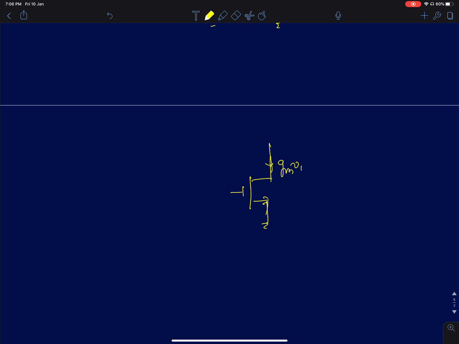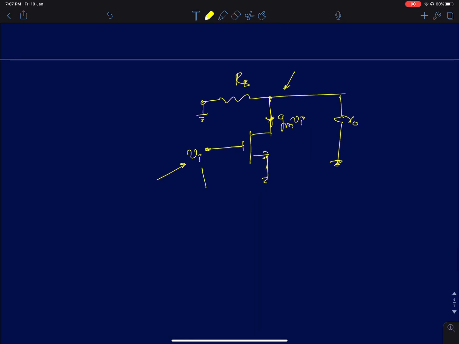So you have a current GMVI flowing here, and you have R0 here, and there is RB here. To analyze the circuit, I'll apply superposition. Of course the input is the same at both points, but I'll assume that I'm applying two identical inputs at two different points in the circuit. To find the gain, I'll first short this and apply superposition. If I short this, then when you apply VI, the gain at this point due to this input is going to be minus GM into RB parallel R0. That's the gain because of this VI.